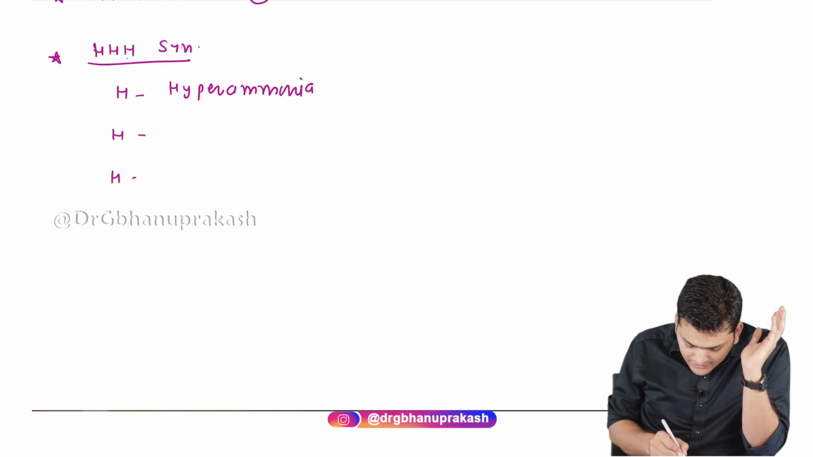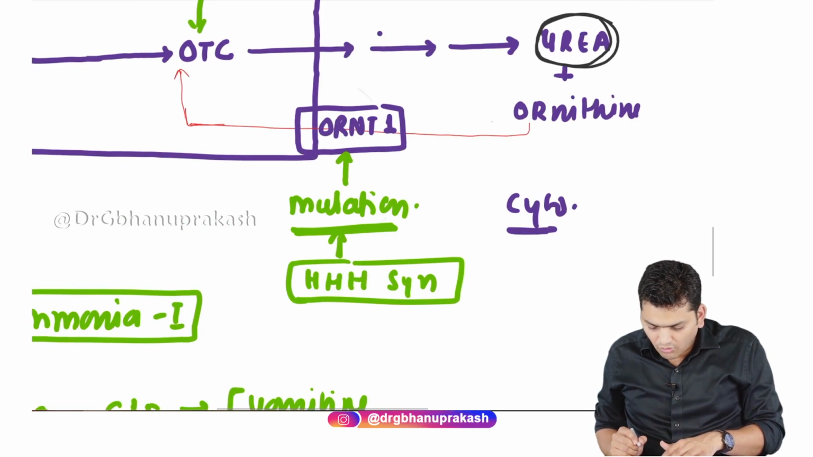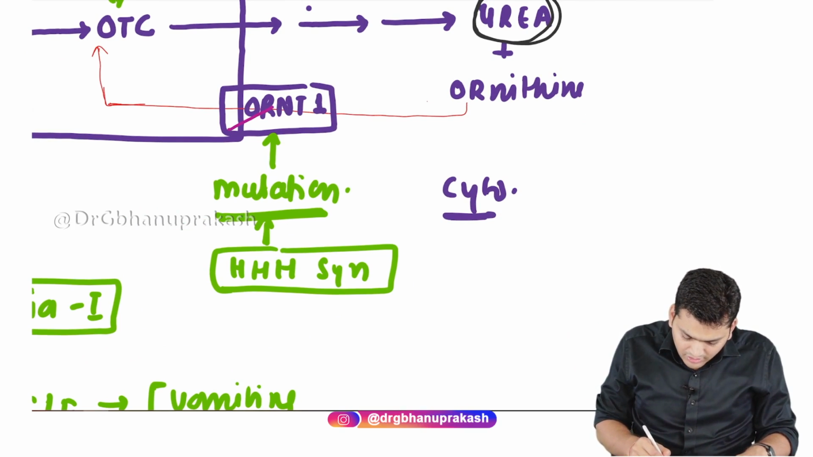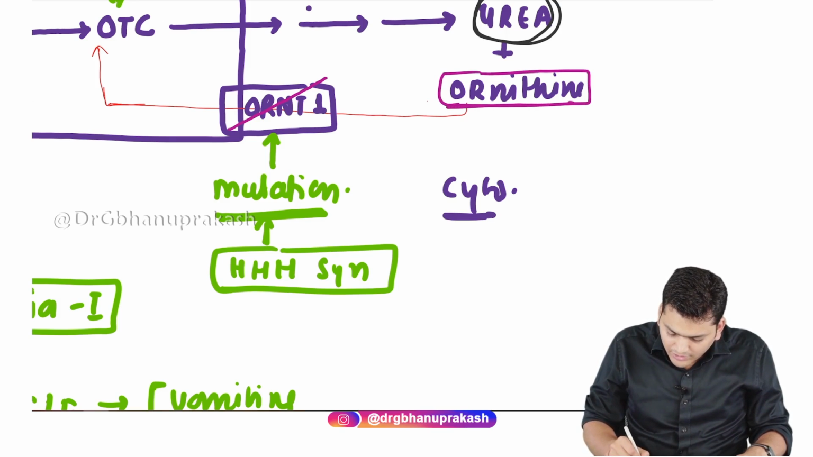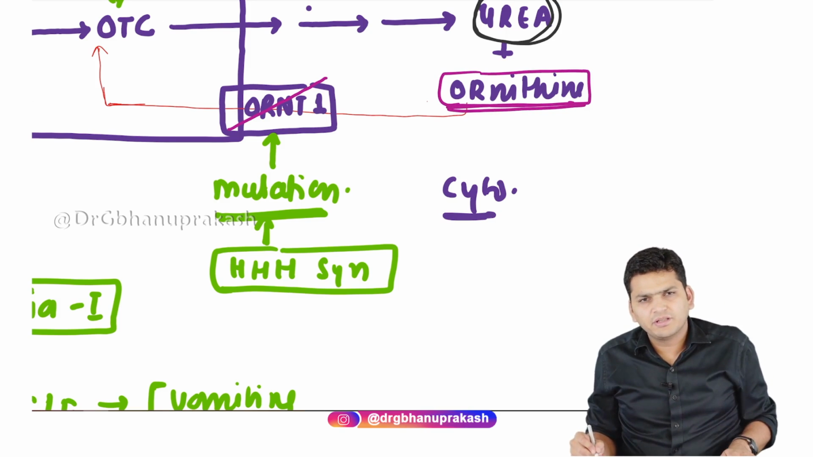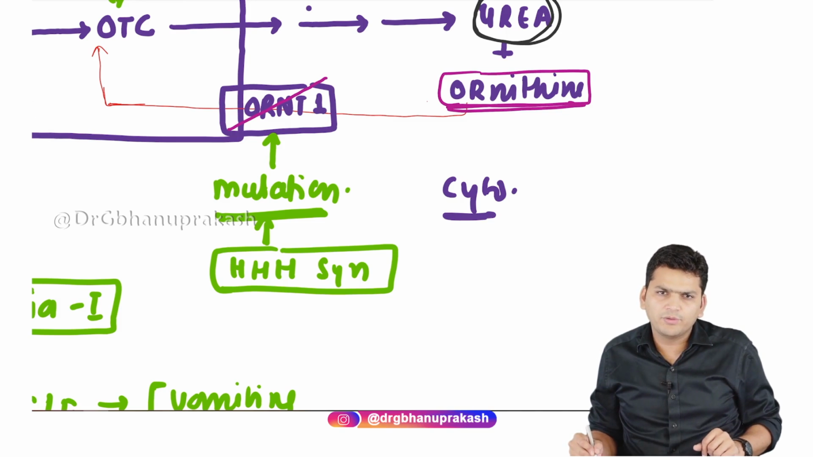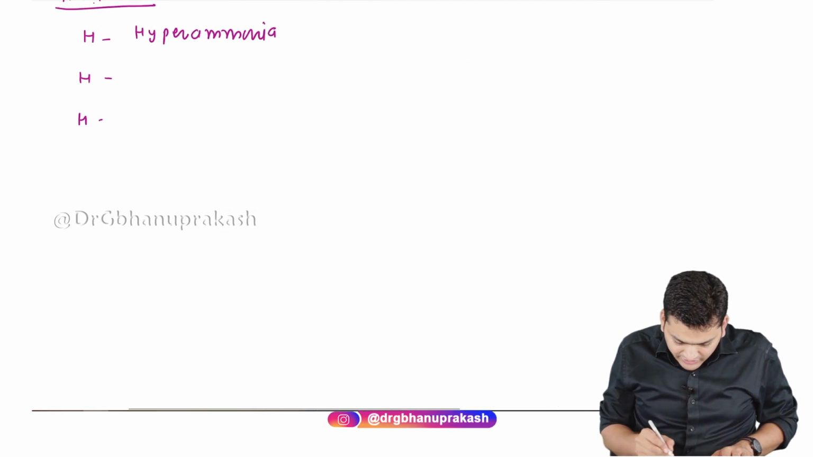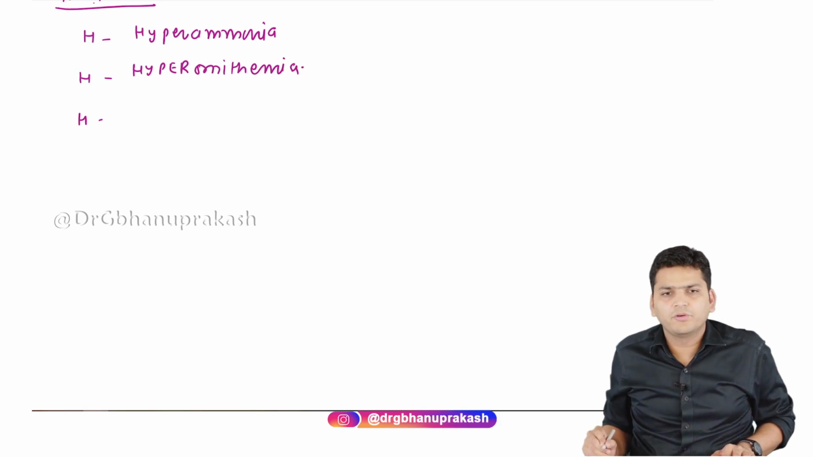The second H, if you appreciate in this diagram, is that the ornithine is unable to go inside the mitochondria because there is a mutation in the ornithine transporter 1. Because it is unable to go inside, it is going to remain in the cytoplasm unutilized and increase in the body. So the second H stands for hyperornithinemia. The ornithine is going to increase because it is not going to be utilized. The first H stands for hyperammonia, the second H stands for hyperornithinemia.